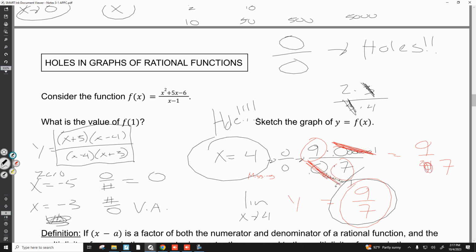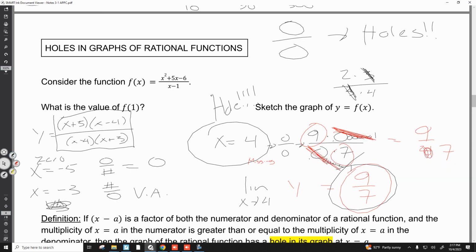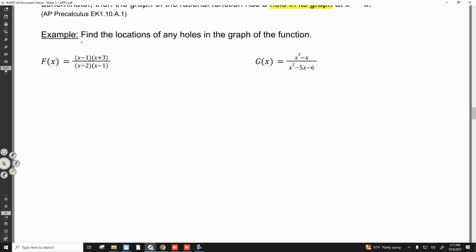Now, here's how we find the location. I'm going to tell you it again. I don't want you to cancel things. I want you to keep things factored, find the x's that make the top and the bottom 0. Yeah, limits are in our lives in this class. Got it?